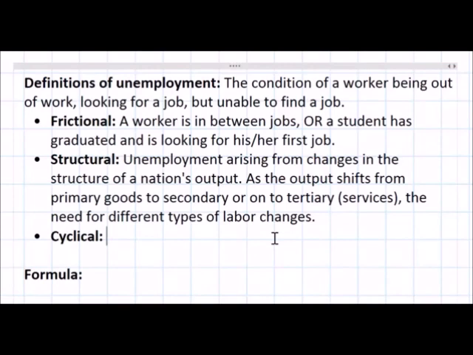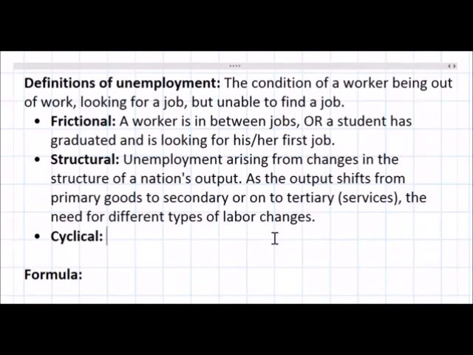Structural unemployment is also what we consider a natural or normal type of unemployment. Every country should be experiencing structural unemployment at all times, and it's not necessarily a sign of a sick or weak economy. Structural unemployment could be a sign that technological change and globalization are actually driving economic growth in a country. The third type of unemployment is called cyclical.